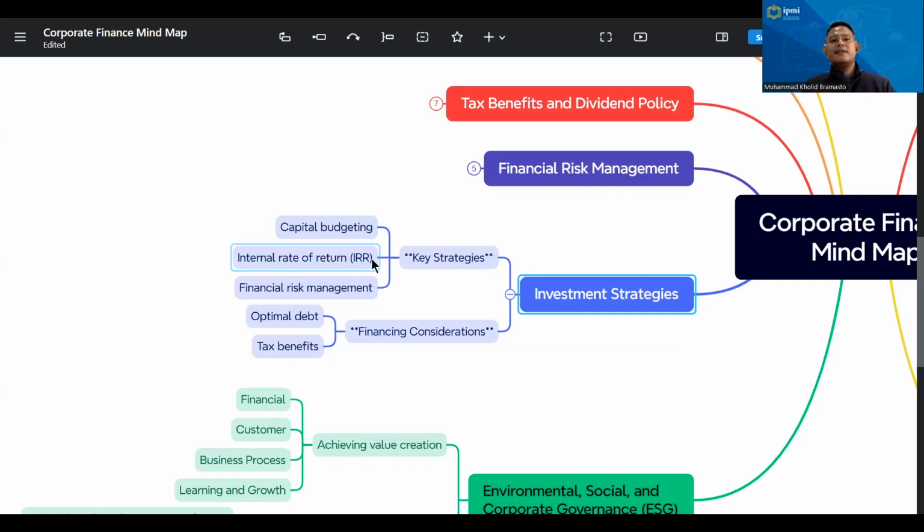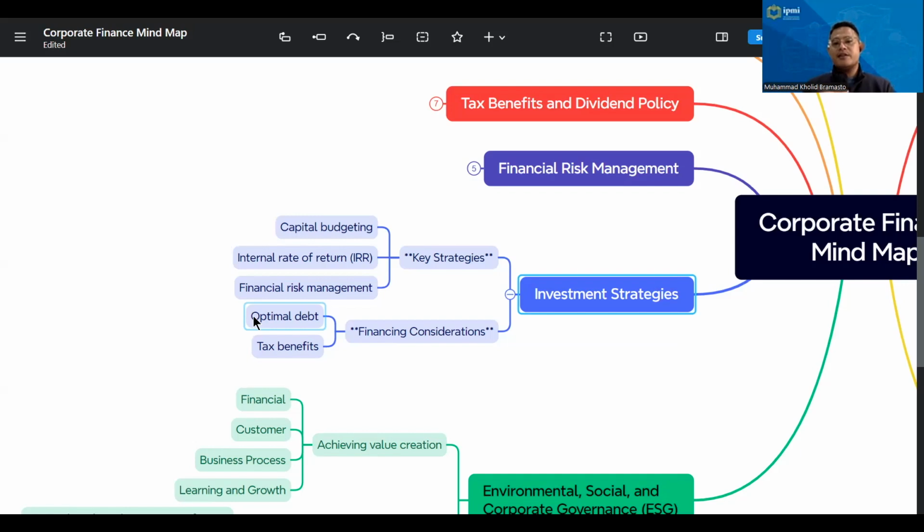In addition to these strategies, financing considerations also play a crucial role in effective investment planning, such as optimal debt level. Finding the right balance between debt and equity financing is crucial for maximizing returns and minimizing financial risk. Too much debt can increase interest payments and financial distress. Meanwhile, insufficient debt may limit the potential for growth.